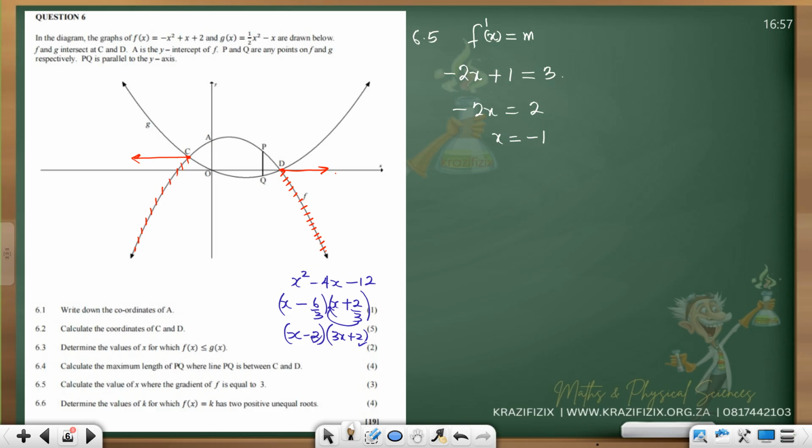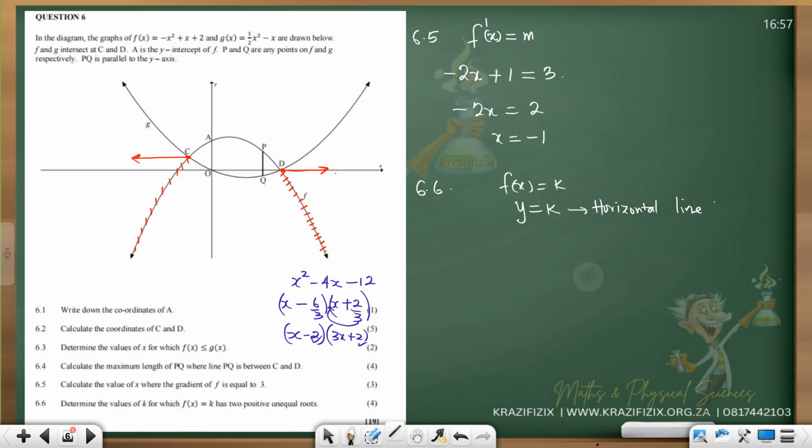6.6. Determine the value of k for which f of x equals k has 2 positive unequal roots. Look, 4 beautiful marks. F of x equals k. What is f of x, by the way? Y. Oh, let's describe this. This is a horizontal line.